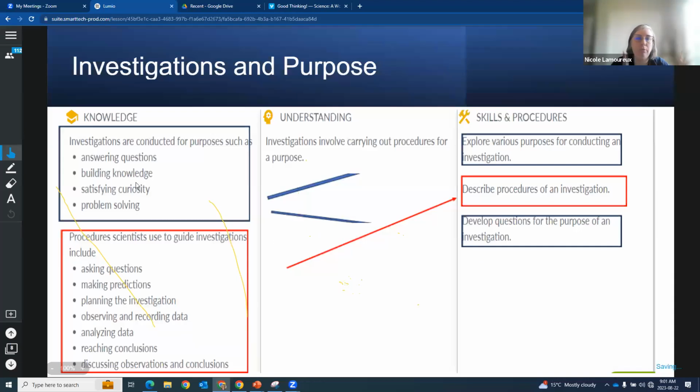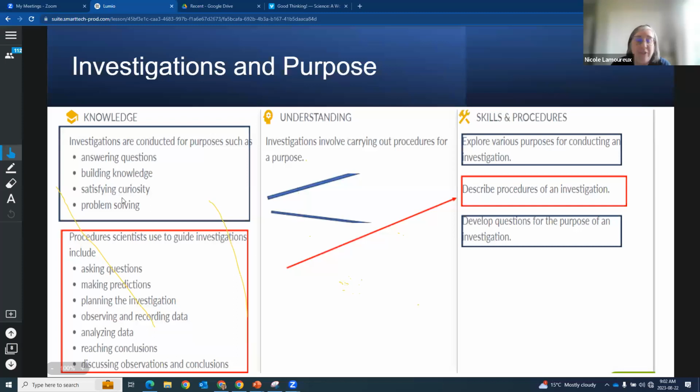Okay, so we have 2 big areas here on the knowledge side that spread out into the skills. And that is to explore various purposes for conducting investigation and develop questions for the purpose of investigation. So what are the purposes in conducting an investigation? That's laid out in your knowledge area. And it's answering questions; there are different reasons for that: building knowledge, satisfying curiosity, and problem solving. And that's really foundation. They need to know, why are they investigating and what's the reason? What are they trying to find out?